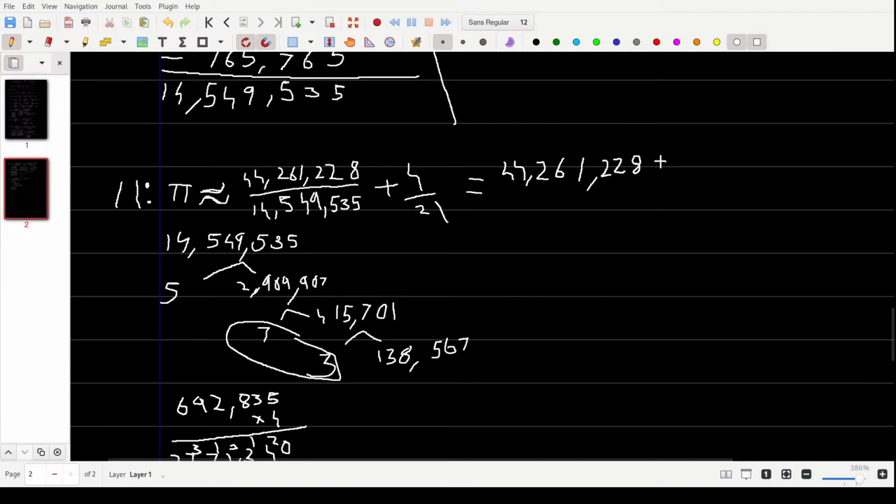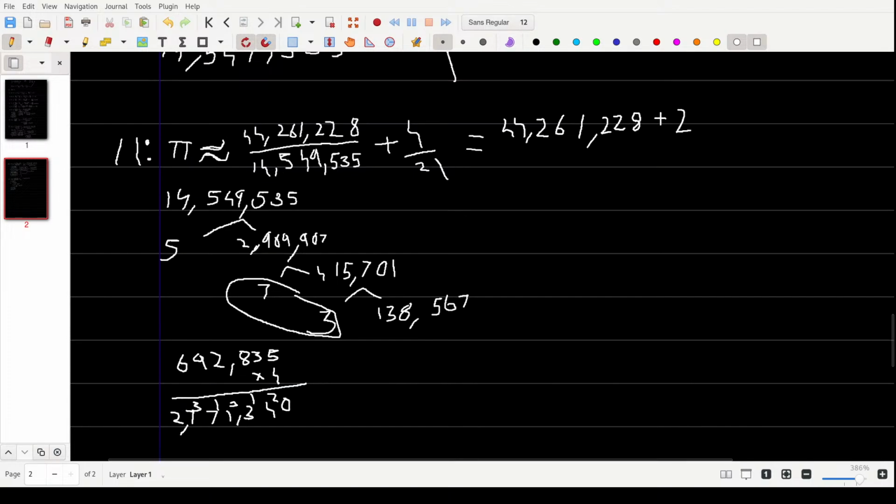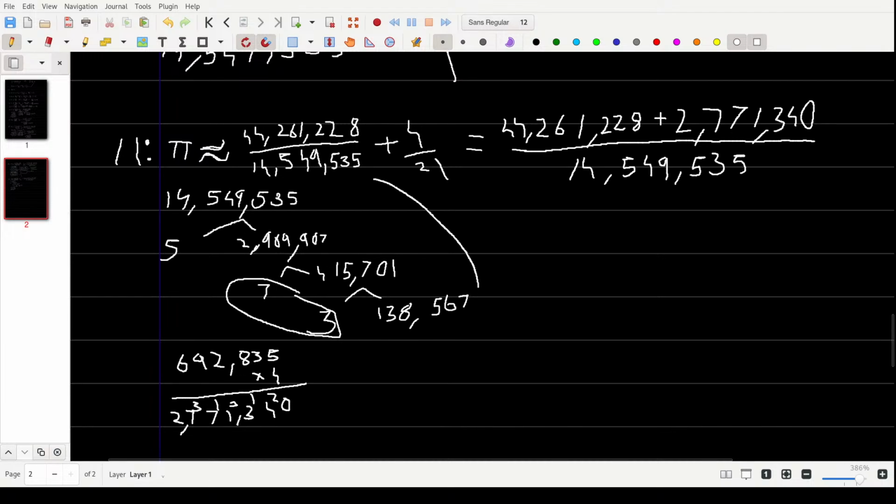So 2,771,340 over the denominator, which is 14,549,535. Separate this off, and then we just add these.